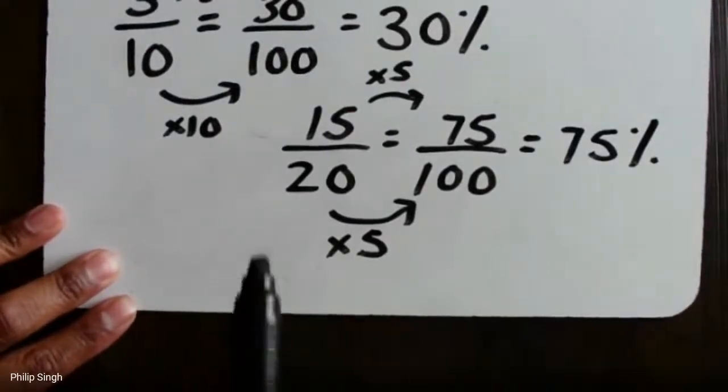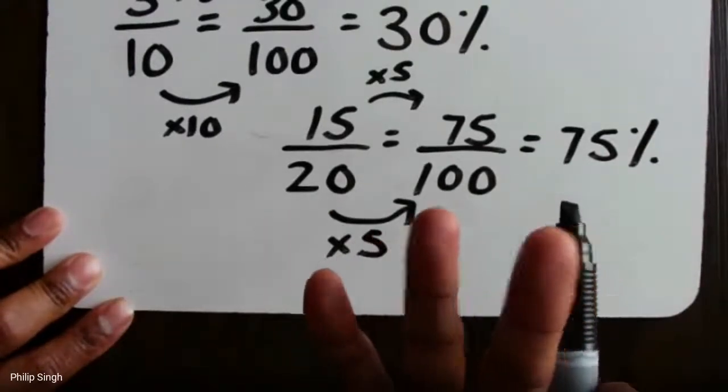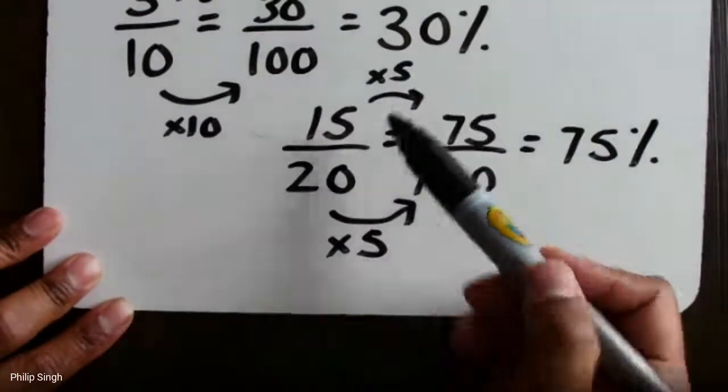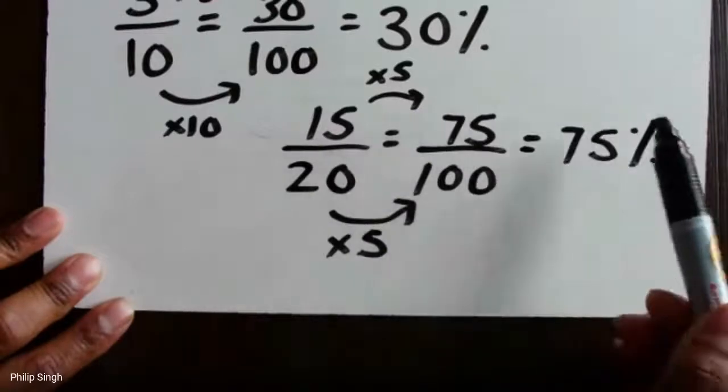And so when you get a fraction, the denominator will be able to be converted into 100. Make sure you're changing the numerator the same way that you're changing the denominator, and you will get your percent.